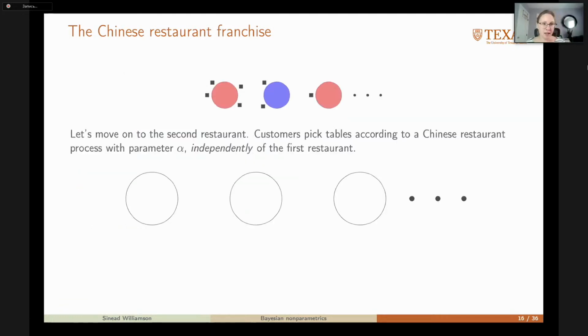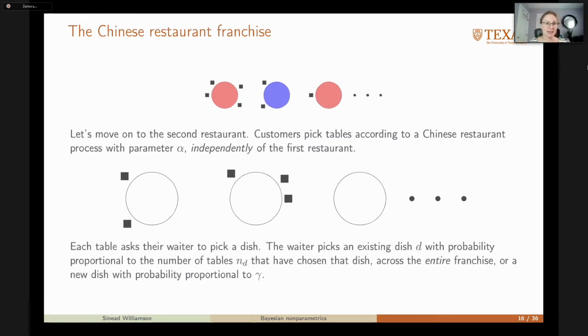Okay, let's move to the second restaurant. Here, the customers don't know where people are sat at the other restaurant. They're going to sit down at a Chinese restaurant process with probability independent of the first restaurant. So they're only considering how many people are sat at each table. They're then going to ask their waiter to pick a dish. Now this waiter knows what has been served at the first table. So he's going to pick a red dish now with probability proportional to 2, which is the number of red dishes we've had. A blue dish with probability proportional to 1, or a new dish with probability proportional to gamma.